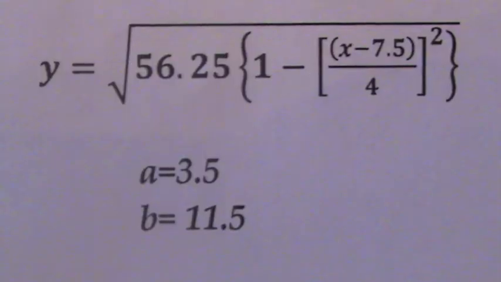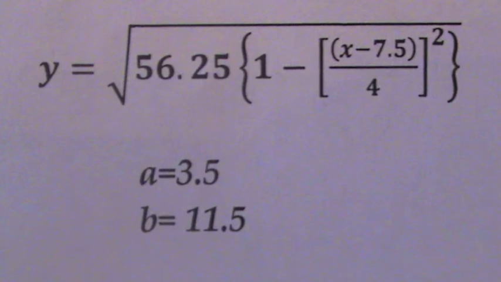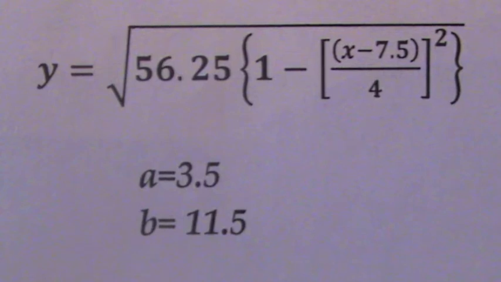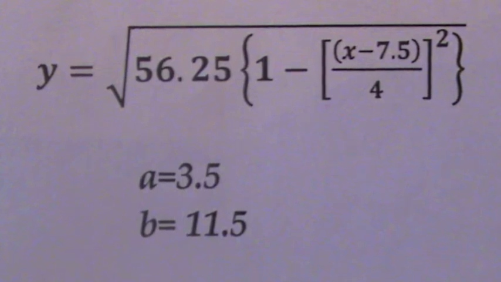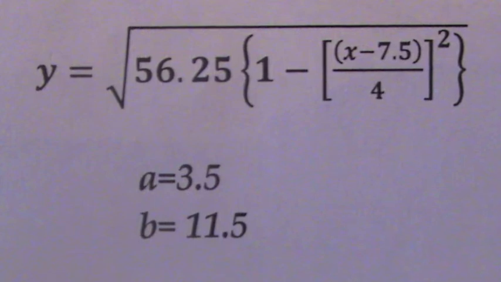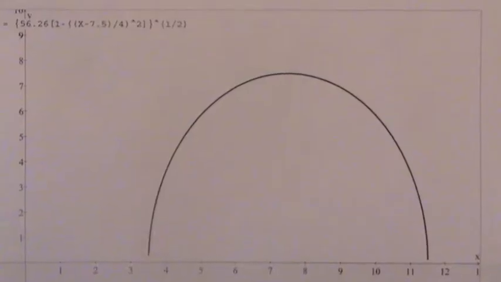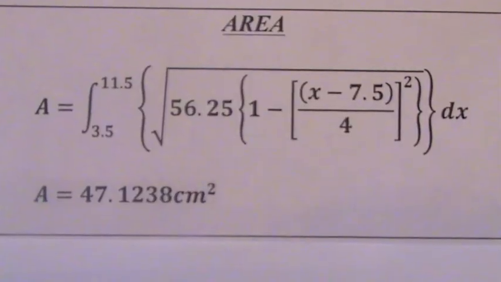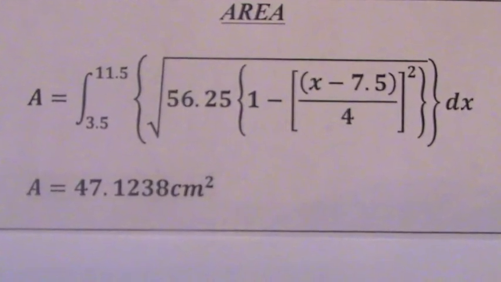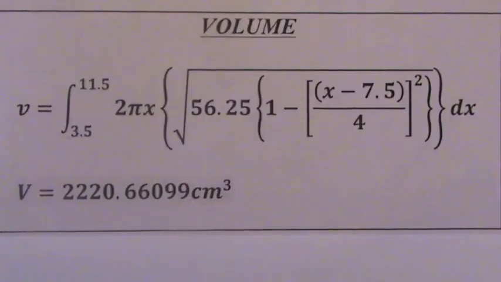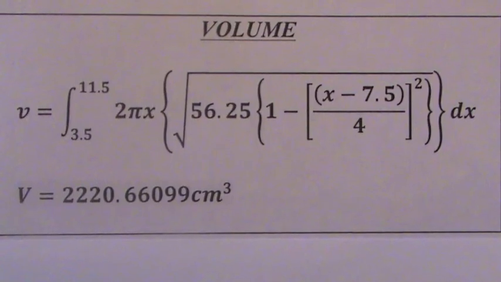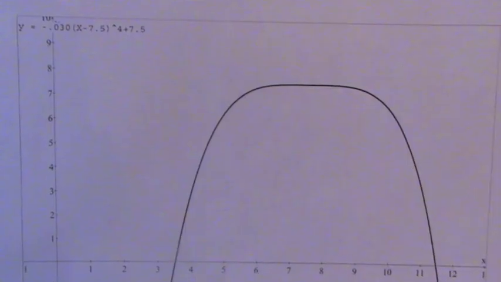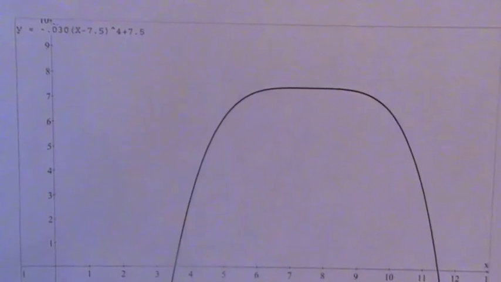Based on the cross-section of our cake, I developed an equation for an ellipse. My equation is y equals the square root of 56.25 times (1 minus ((x minus 7.5) divided by 4) squared). As you can see from the graph, the limits of integration are exactly 3.5 and 11.5. From this, my calculated area is 47.1238 centimeters squared, and the calculated volume of our cake is 2,220.66099 centimeters cubed.